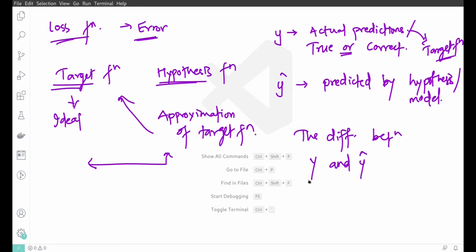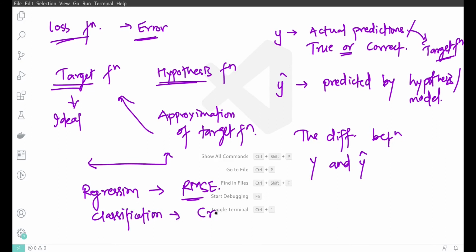So there are different types of loss functions. For example, for regression, we can use something called RMSE loss function. For classification, we can use cross entropy. So basically this particular loss function tells us about the difference between y and y hat, basically the ground truth and the things that are predicted by the hypothesis or the machine learning model.